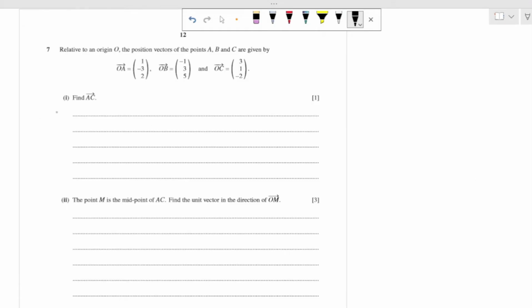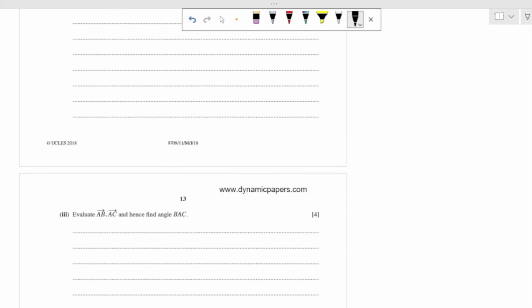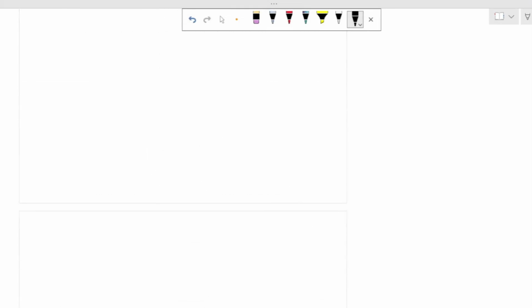Now we have come to a vector question. Vector is not part of the syllabus of 2024 and onwards. Therefore, we will skip this question.